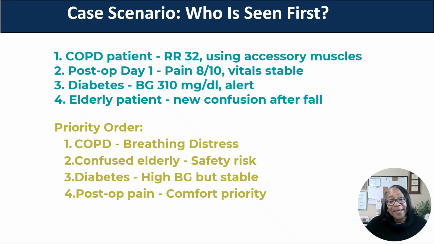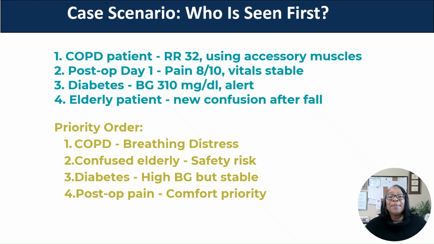You have a COPD patient with respirations 32 and accessory muscle use. You have a post-op day one patient with pain 8 out of 10. You have a diabetes patient with a blood glucose of 310 milligrams per deciliter. And you have an elderly patient who fell yesterday and is now confused.